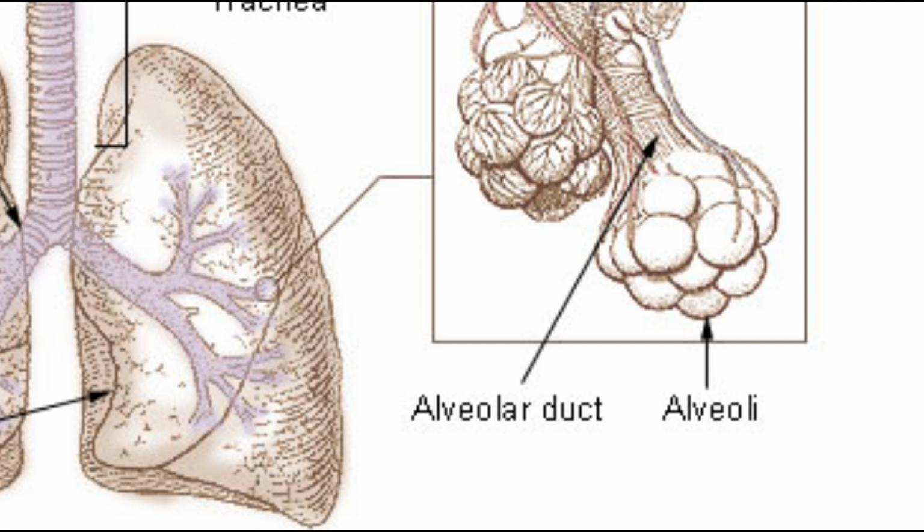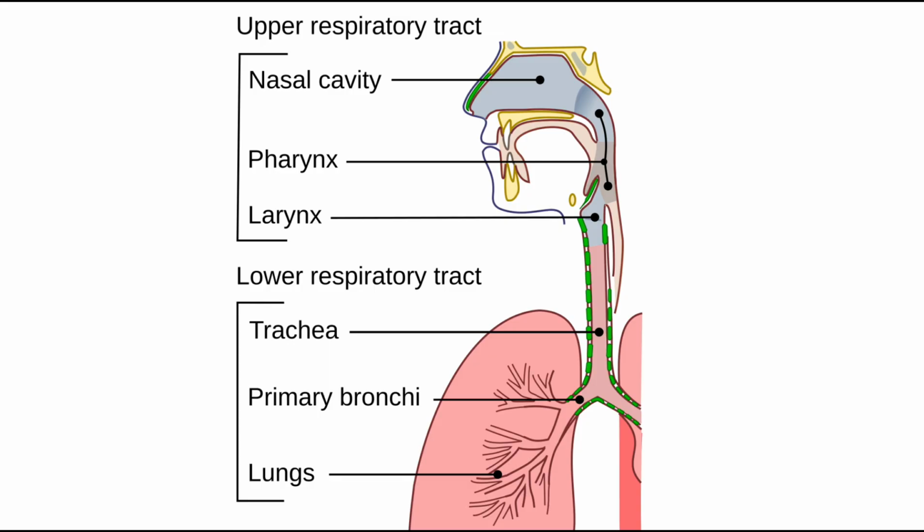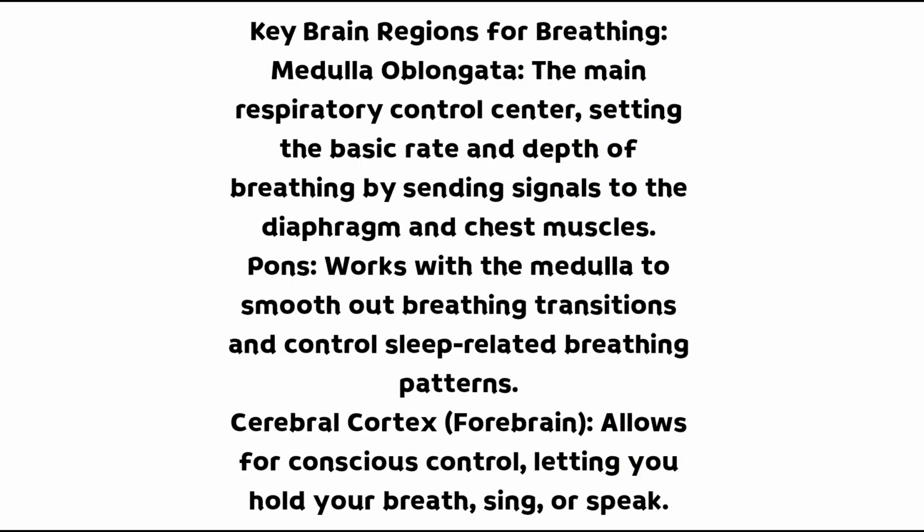Then transport of gases: oxygen, about 97%, is transported bound to hemoglobin as oxyhemoglobin. Carbon dioxide is mostly transported as bicarbonate ions, 70%, with a smaller amount bound to hemoglobin, 20 to 25%, and dissolved in the plasma, 7 to 10%. Then regulation: breathing is primarily controlled by the respiratory rhythm center in the medulla oblongata.